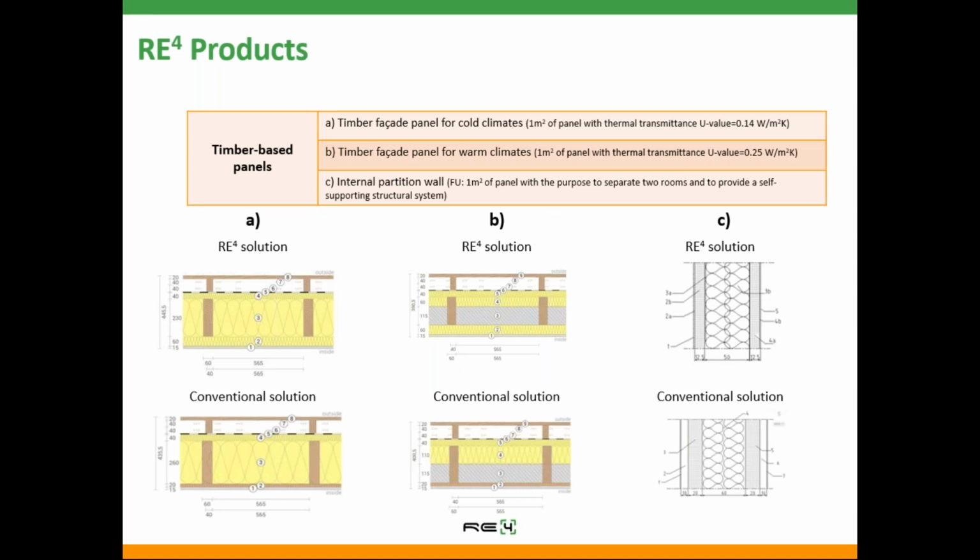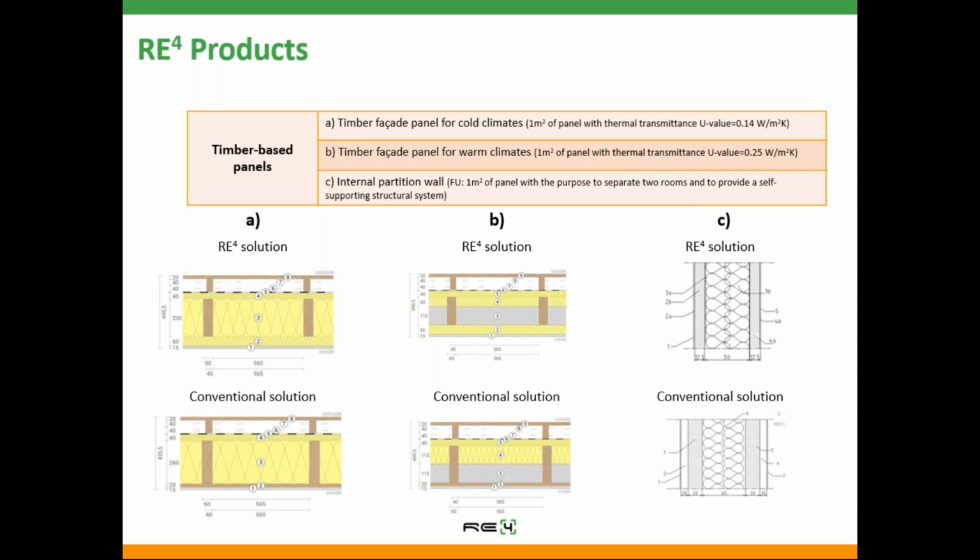In this slide, the timber-based panels are shown, considering their cross-section. Moreover, the functional unit is reported, which is 1 square meter of panel having 0.14 and 0.25 watts per square meter Kelvin as thermal transmittance for cold climates and warm climates respectively, and 1 square meter of panel with the purpose to separate 2 rooms and to provide a self-supporting structural system for the internal partition wall.